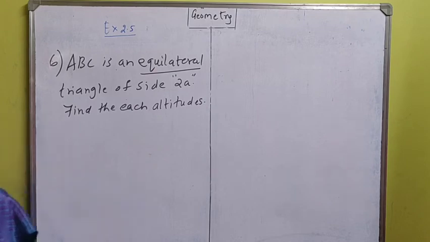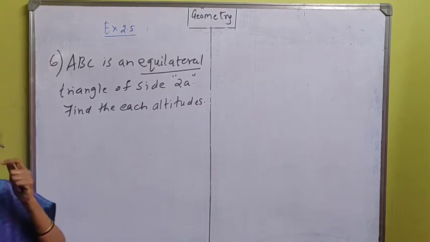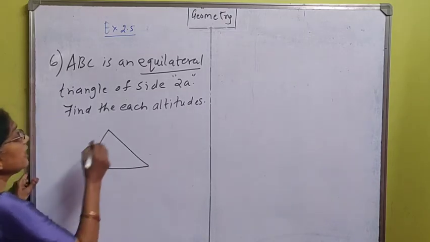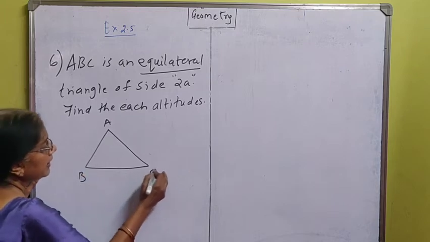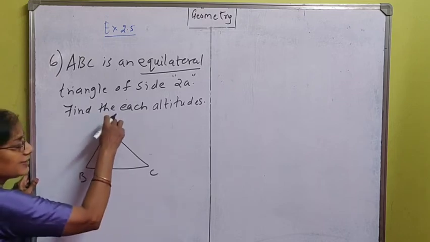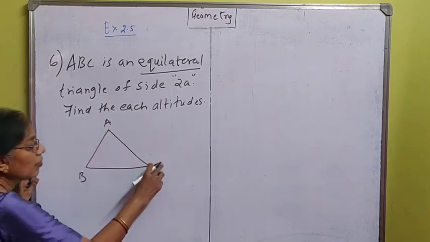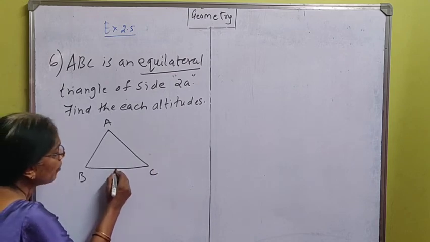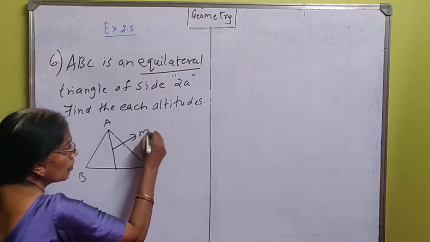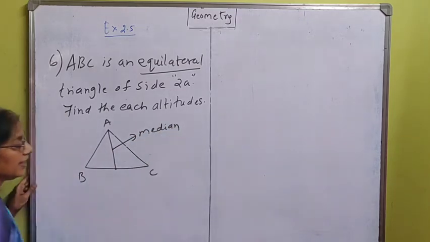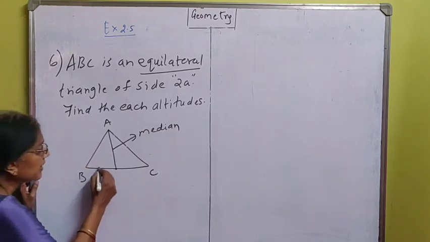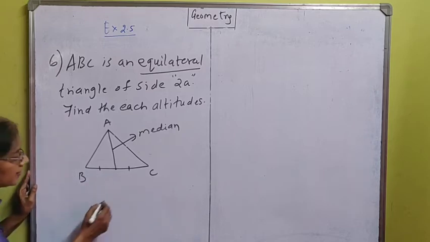Altitude and median, I have already told you and explained. Suppose we take a triangle ABC, if I want to draw a median, what does the median say? Take the midpoint. A is the vertex. From the vertex A, I want to draw a median to BC. Take the midpoint of BC and join the line. This line is called a median. A line joining the vertex and the midpoint of the base, which means the base is divided into equal parts.